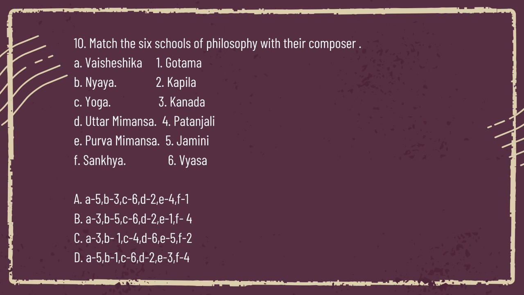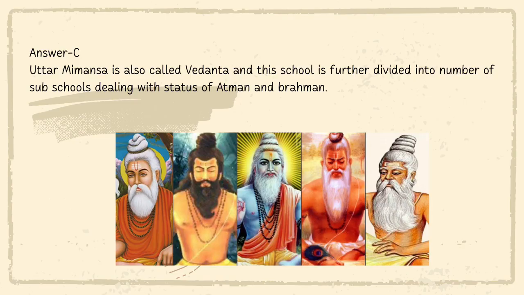The last question: match the six schools of philosophy with their composers. These are six schools of philosophy. Even if you know one of them, it would be easy to cancel out others. So the most obvious one is Yoga, that's Patanjali. If you see C is to 4, then you're able to answer that the answer is C.